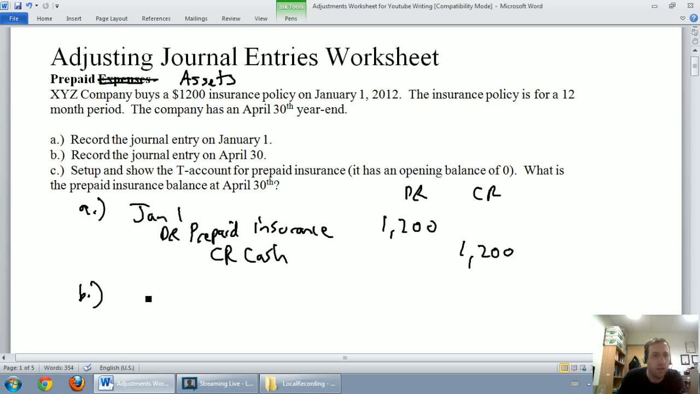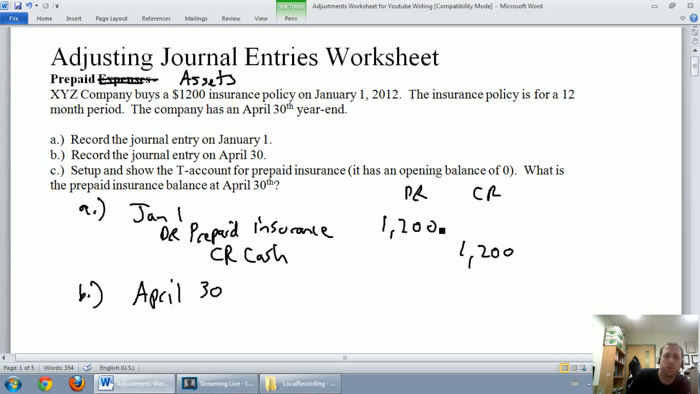So on April 30th, we need to look at our insurance. We've said on January 1st, I have a $1,200 asset. I have $1,200 worth of insurance. April 30th is our fiscal year end. We're going to prepare financial statements, tax returns, all that good stuff. We've got to tell our shareholders where we're at, and one of the things we've got to say is how much insurance we have. So, do I have $1,200 of insurance on April the 30th? The answer is no, right?